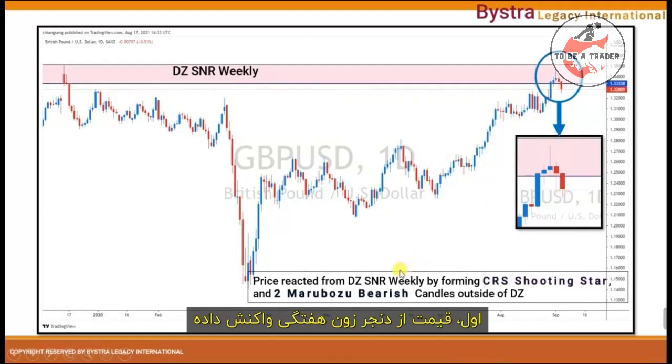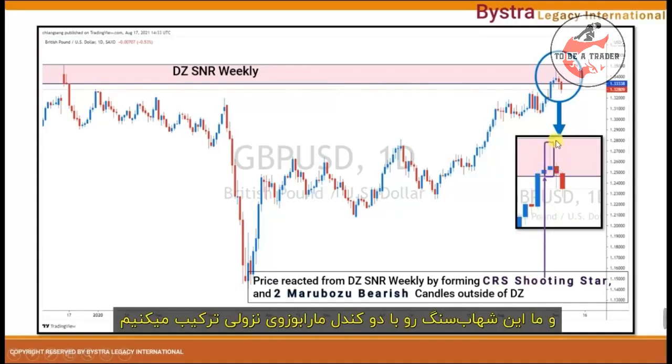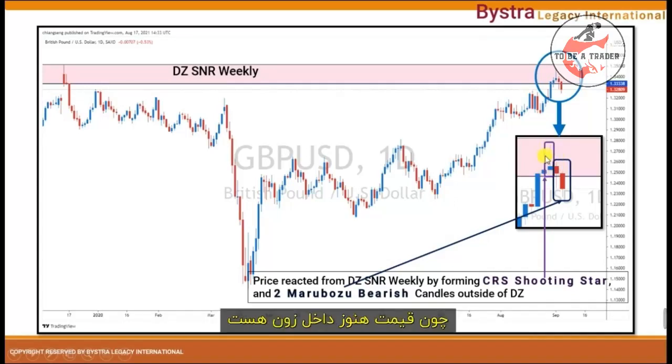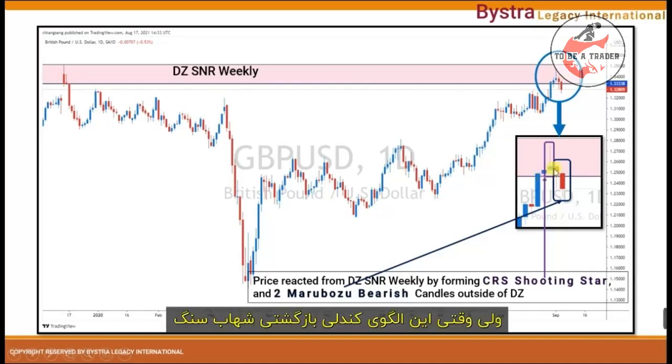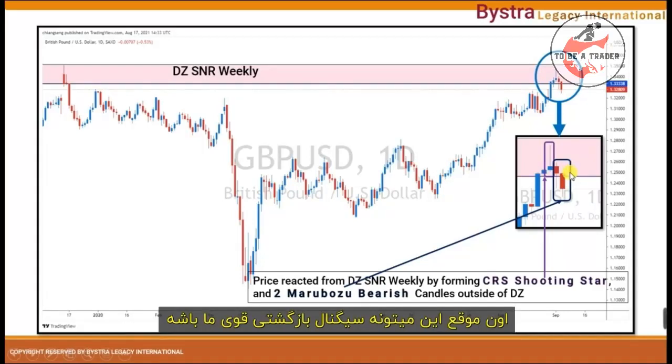First, the price has reacted from the danger zone SNR weekly with a shooting star. This is the shooting star. And we combine the shooting star with two Marubozu bearish candles. If we just use the shooting star alone, it's not strong enough because the price is still inside the zone. But when this shooting star CRS candle reversal signal combines with the two Marubozu bearish and closes outside of the danger zone, then this will be our strong candle reversal signal. Okay, this is the confirmation of rejection from the danger zone.